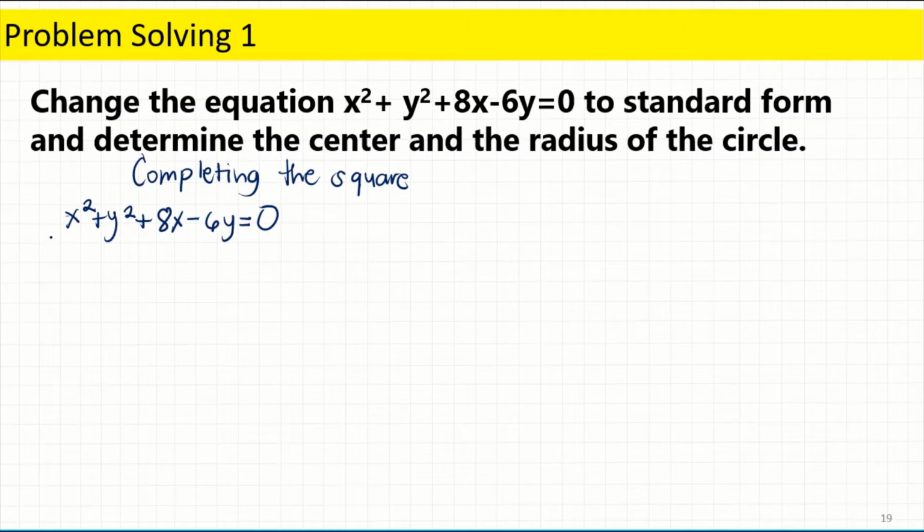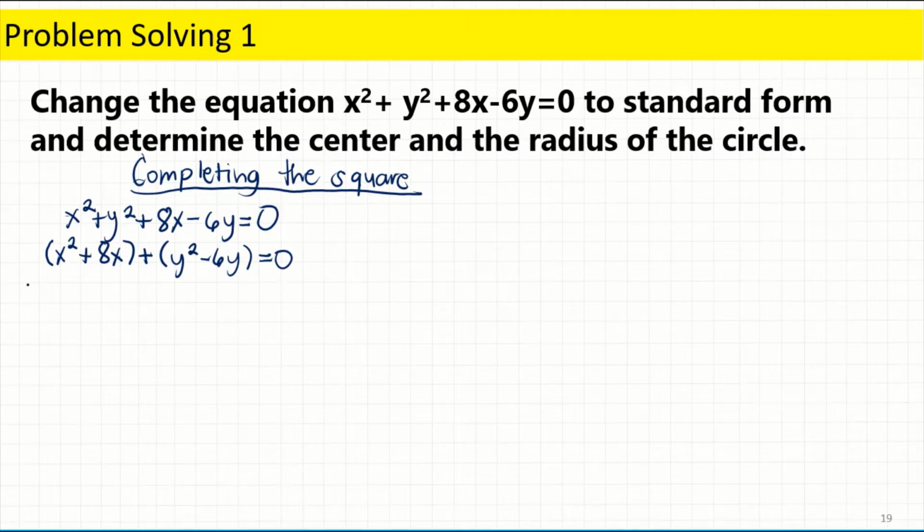Combine all the terms with the same variable. So, let us combine the terms with x. We have x squared plus 8x, and then plus the quantity y squared minus 6y is equal to 0. And through completing the square, we are going to add negative b over 2a, squared, for the variable x and the variable y, and likewise on the right side.